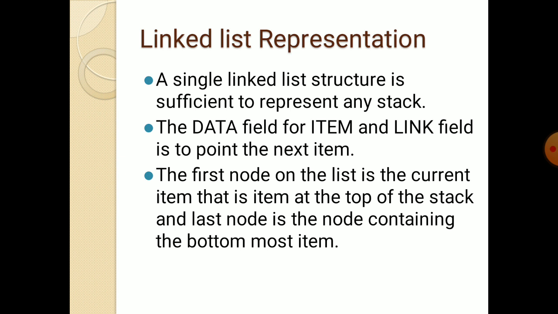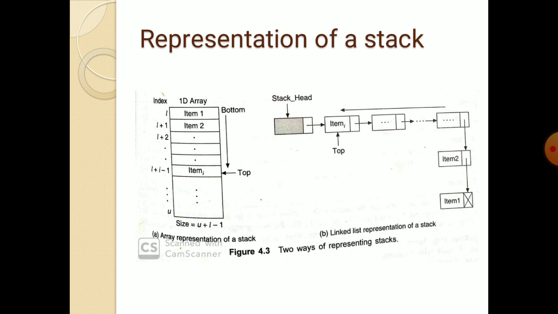A single linked list structure is sufficient to represent any stack. Here, the data field of the list is for the item and the link field is to point to the next item. The first node on the list is the current item, that is the item at the top of the stack, and the last node in the list contains the bottommost item. Here figure B represents the linked list representation of the stack.